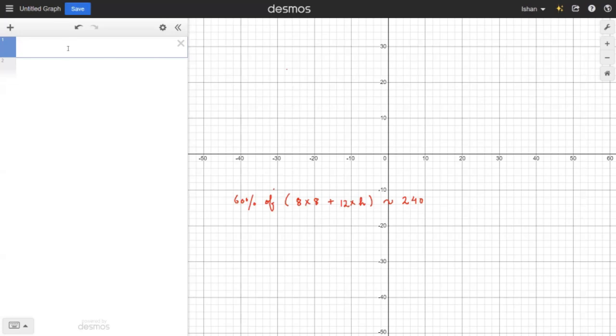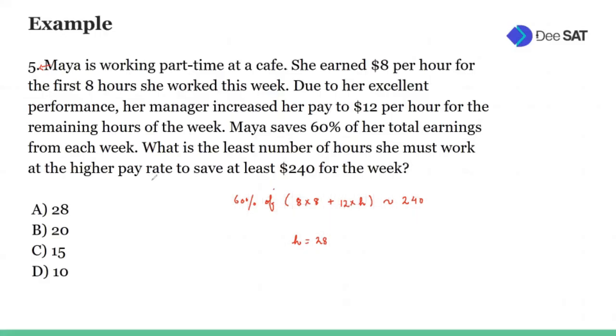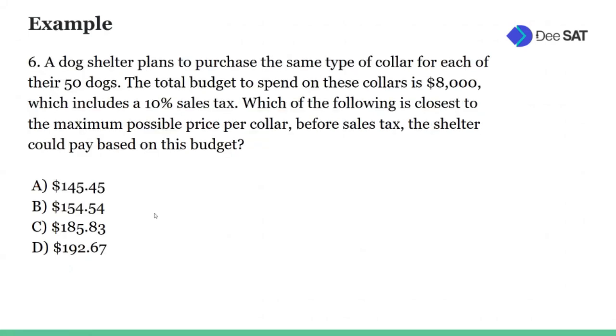If I use Desmos directly and put this equation into it, 60% of 8 into 8 plus 12 times H, equals 240, you will see that the value of H stands equivalent to 28. That means the number of additional hours she needs to work is 28 hours. So option number A, 28, will be the correct answer.